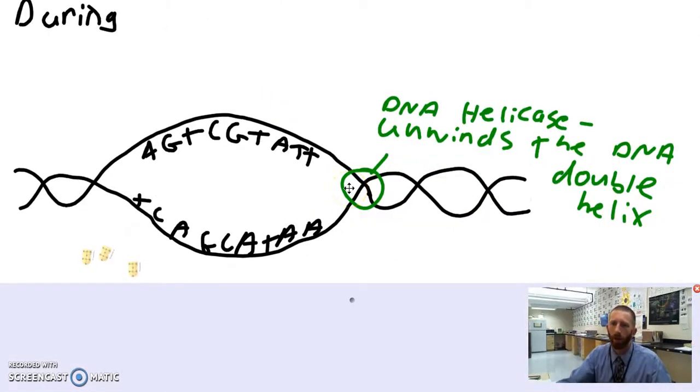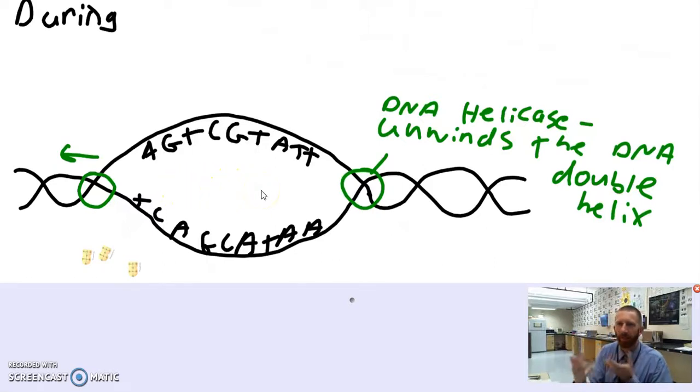This is called a replication bubble right here. Well, Mr. Leo, how in the world did this side? Well, it has another DNA helicase that's traveling that way, and then this DNA helicase that I already drew is traveling that way. Actually, that's opposite because of the video. Anyways, moving on.